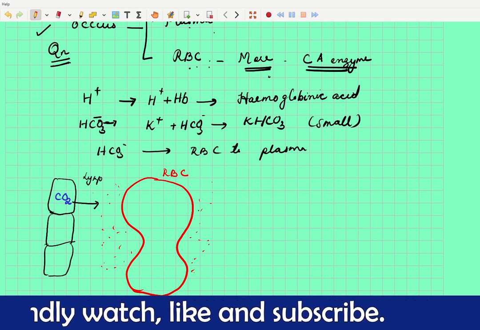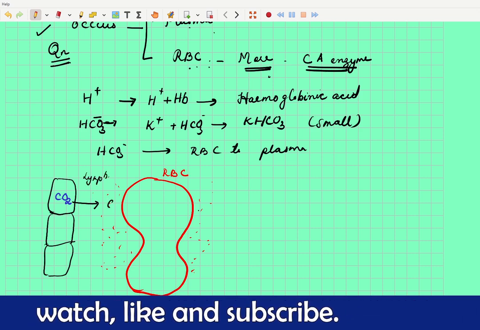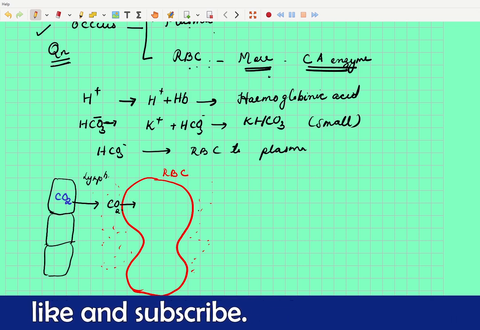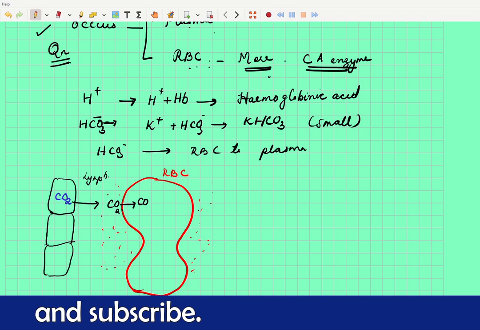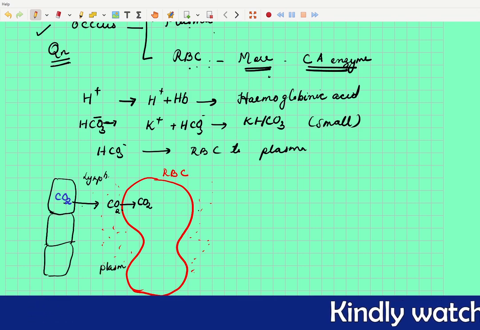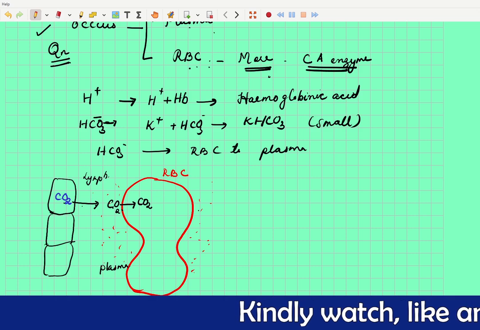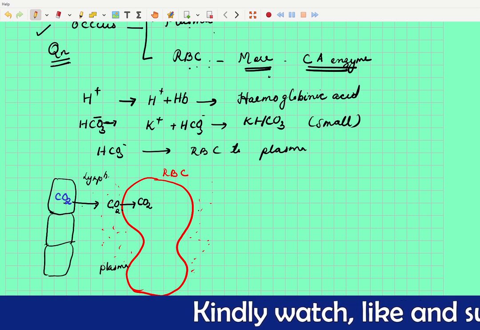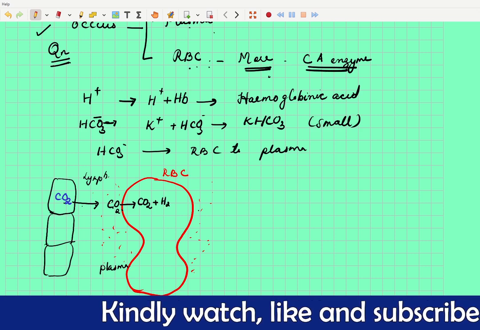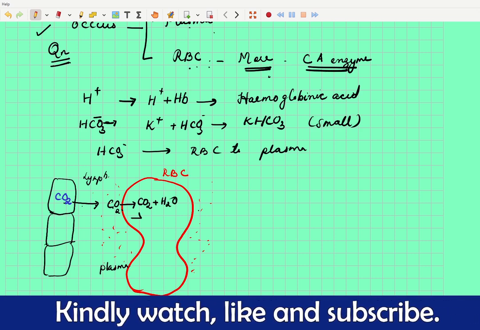Through the lymph it is diffused into the plasma, and from the plasma again it is moving, carbon dioxide, sorry, into the RBC. Okay, so carbon dioxide through the lymph is transported to the plasma. This is blood plasma, and from there it diffuses into the RBC. Inside the RBC, carbon dioxide combines with water to form what?